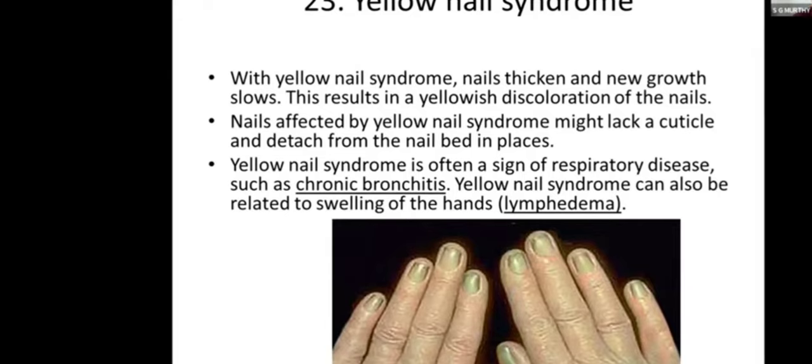Nothing very much here. You just remember that when you see patients with thick, yellow nails, not like the cigarette smoking kind, thick yellow nail, it can be either chronic bronchitis or lymphedema. In lymphedema, the lymphatics are affected, so there you see edema and all that of the limb also. But you understand that yellow nail is seen in chronic bronchitis and lymphedema.